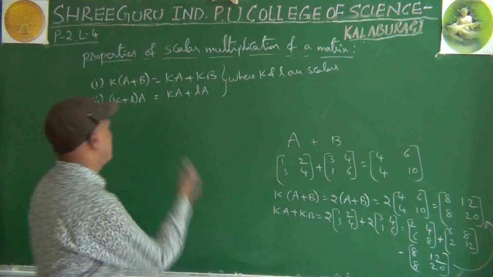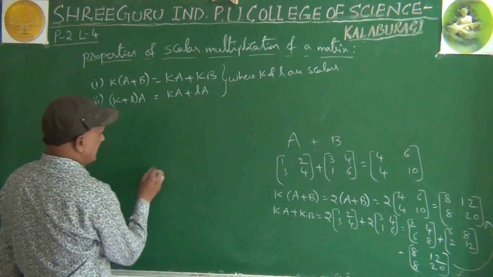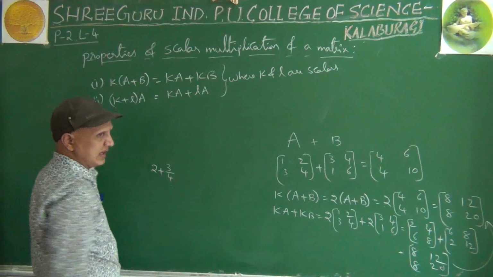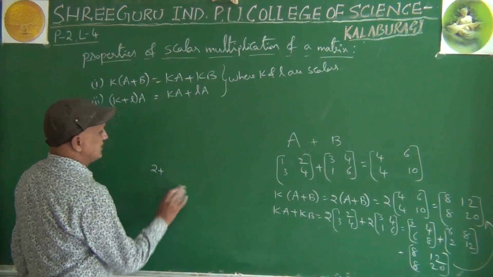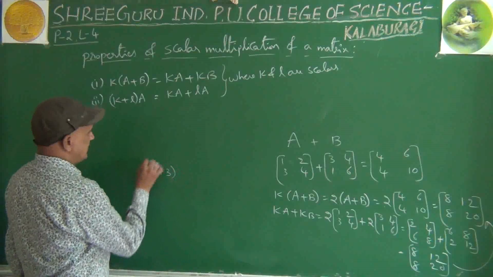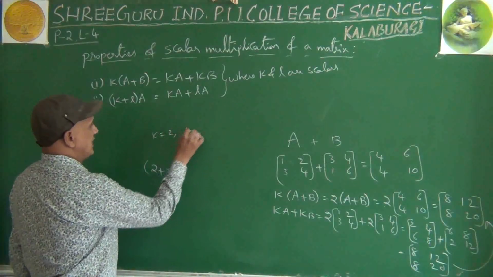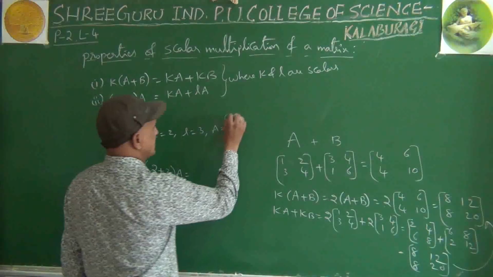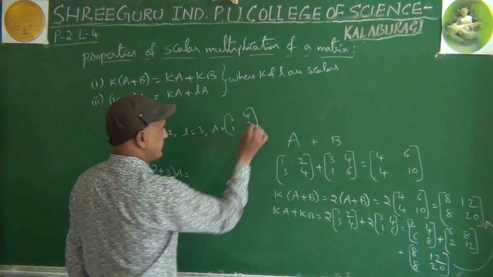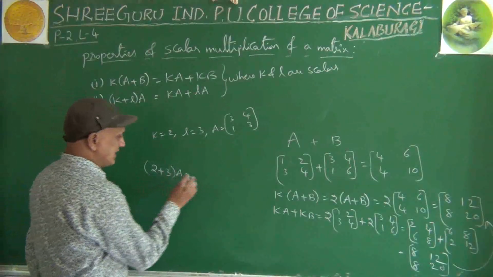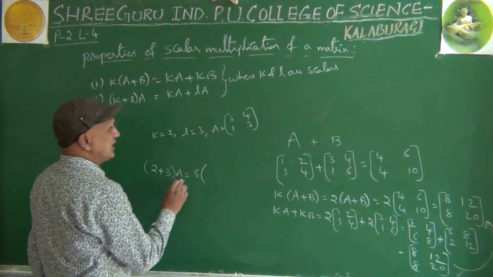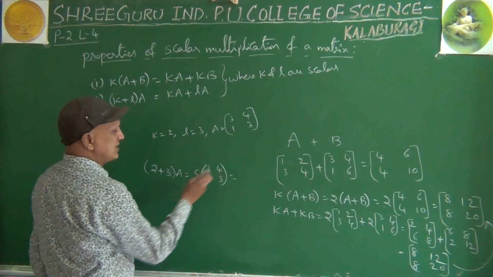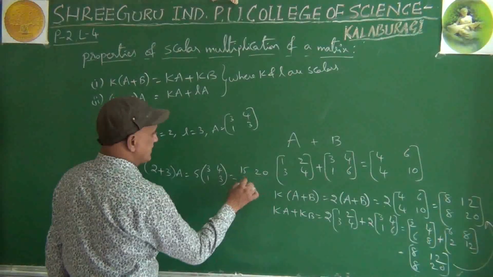Example is not necessary for this. K and L are scalars. For example, K value 2, L value 3, let us take simple only. 2 plus 3, K value 2, L value 3 into capital A. For example, capital A equal to 3, 4, 1, 3. So 2 plus 3, 5 into A. Scalar multiplication: 5 3s are 15, 5 4s are 20, 5 1s are 5, 5 3s are 15.